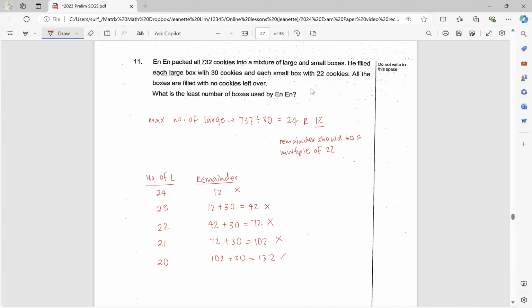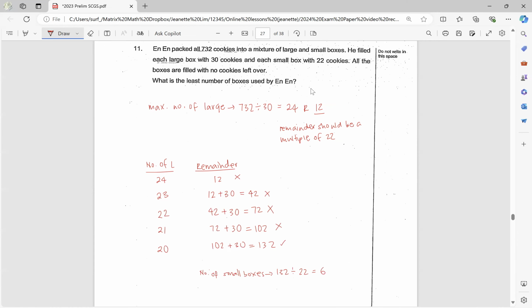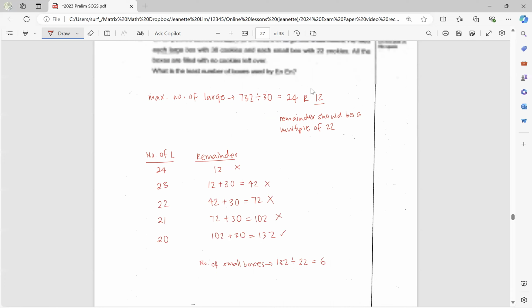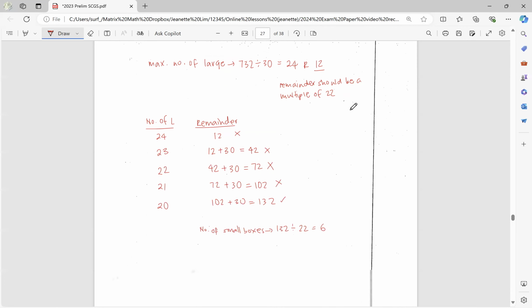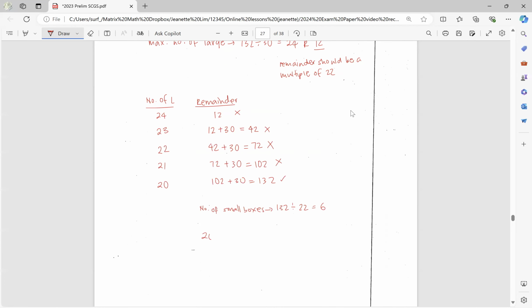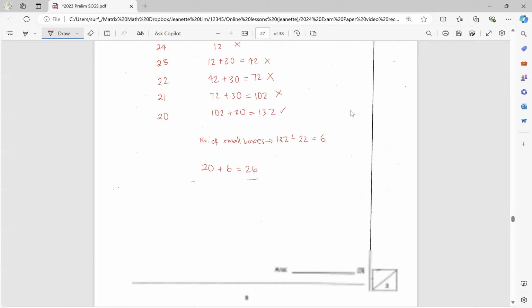So the number of small boxes is 132 divided by 22. You'll get 6. So for the total number of boxes, they're asking for the least number of boxes. So there are 20 large plus 6 small, total 26 boxes.